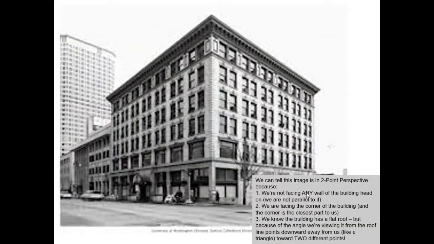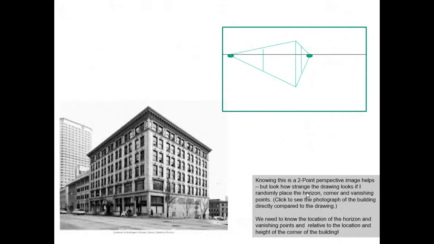You can see from looking at this photograph, I bet you can immediately tell me whether you're looking at a 1-point or 2-point situation. If you're facing the building head on, 1 point. In this case, you're facing the corner. That makes this a 2-point illusion. So if I were to draw it and just kind of freehand things, does this look like that building? Not exactly.